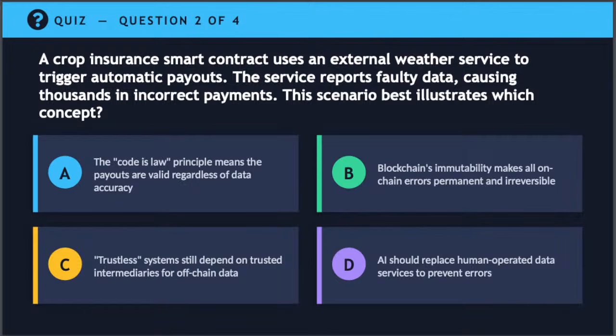Maybe it's because of the asterisk at the end of it. You don't need to put the asterisk. Your last answer is always going to be the final answer, but I was able to see that outside the normal chat. I can't bring it on screen, but I see that you put 2 for C, which is the trustless systems still depend on intermediaries for off-chain data.